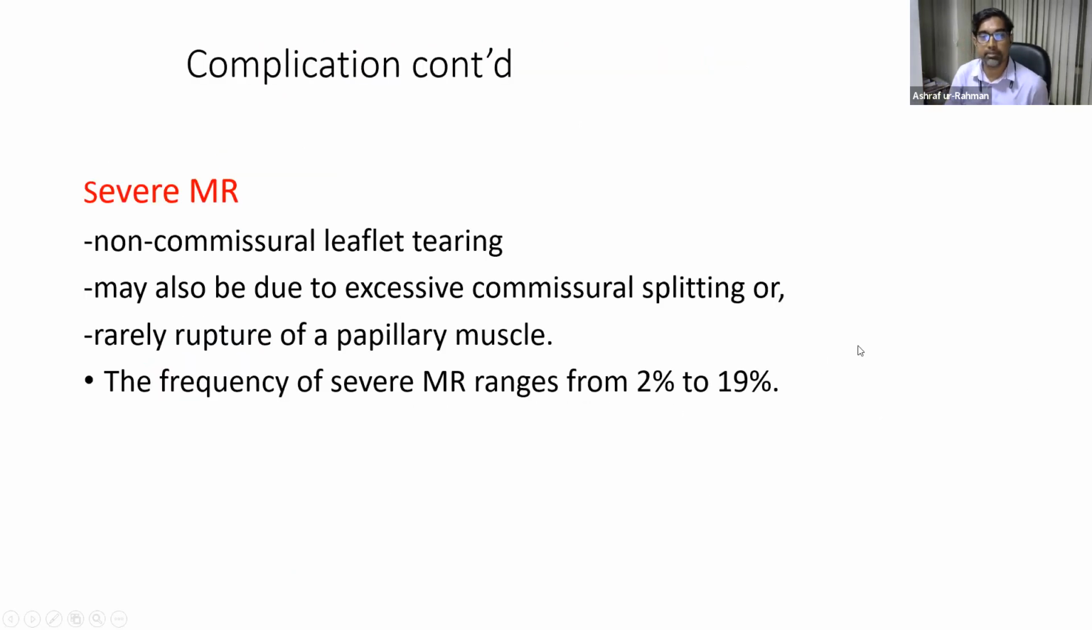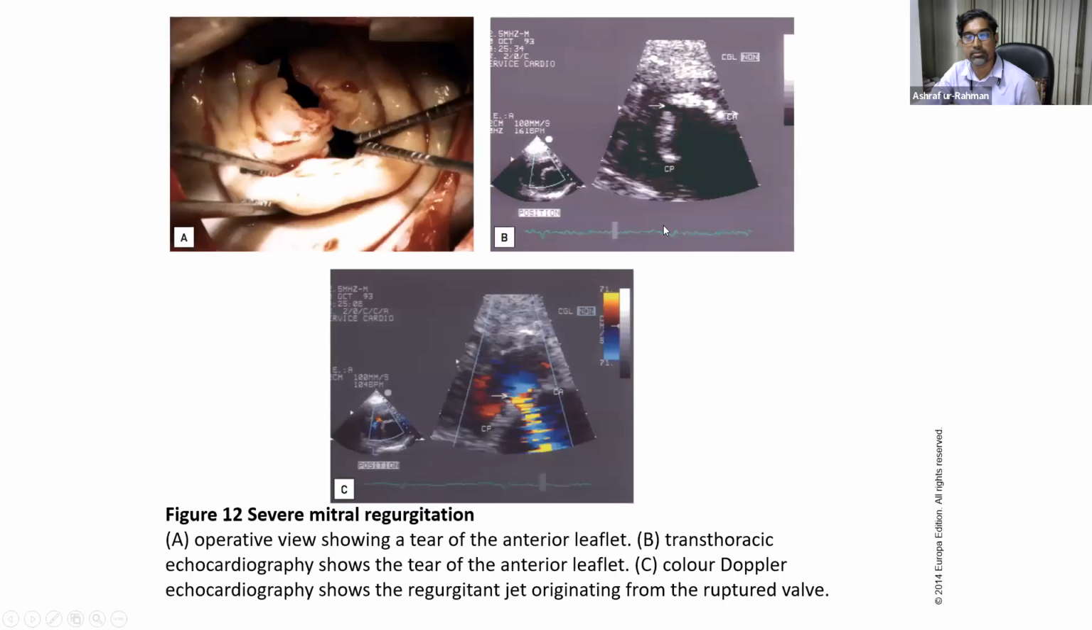Sometimes patients develop severe MR in PTMC cases. If we don't select the patient properly by previous echo evaluation, these things may happen. Severe MR is mostly due to non-commissural leaflet tearing, and may also be due to excessive commissural splitting or early rupture of the papillary muscle. The frequency of severe MR ranges from 2% to 19%.